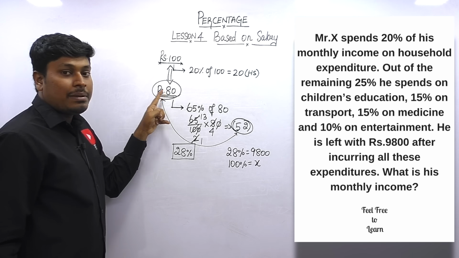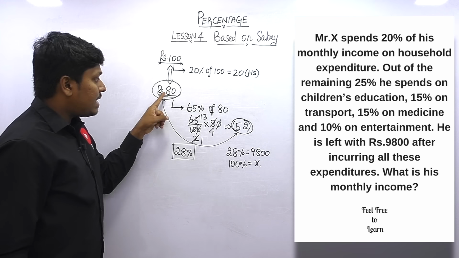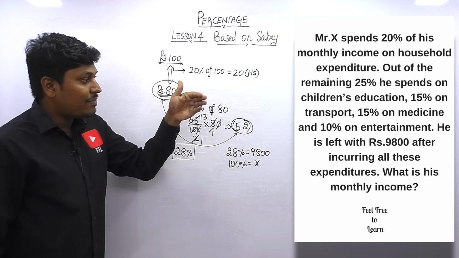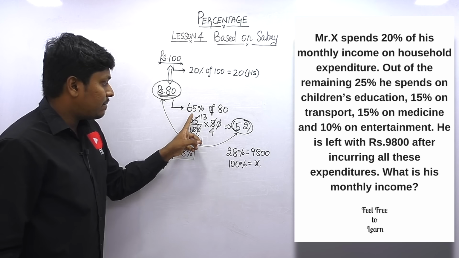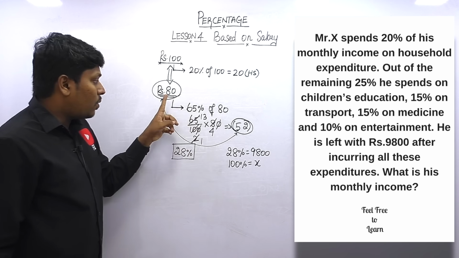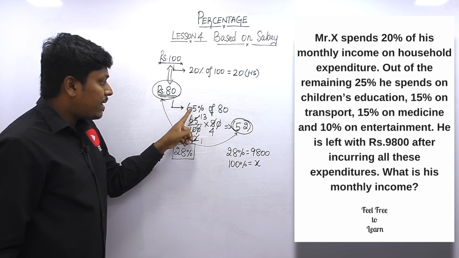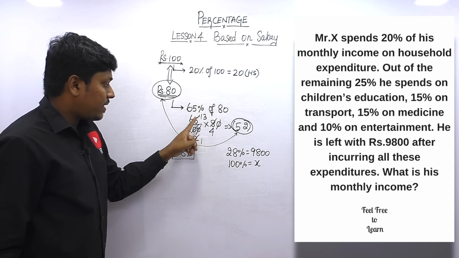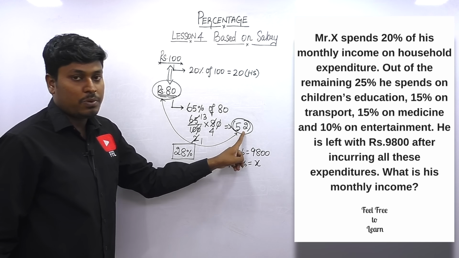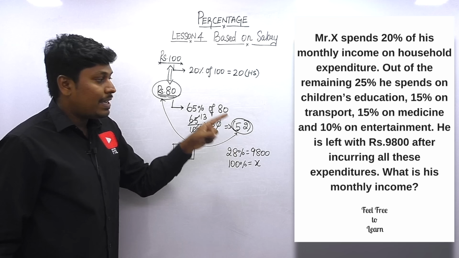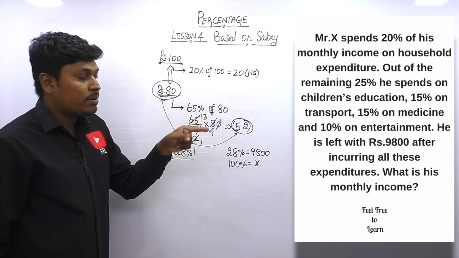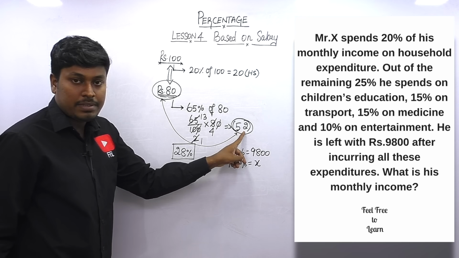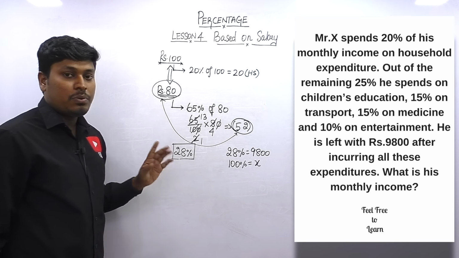From this, out of remaining, that is important, from this 80 rupees he spent some percentage on medicine, education, etc. So we have added all the remaining values, and the remaining is 65 percentage. Out of this 80 rupees he spent 65 percentage. So 65 percentage of 80, 65 by 100 into 80, so 52 rupees. So this 52 rupees he spends on education, transport, medicine and entertainment. So we have subtracted this 80 rupees and 52 rupees.